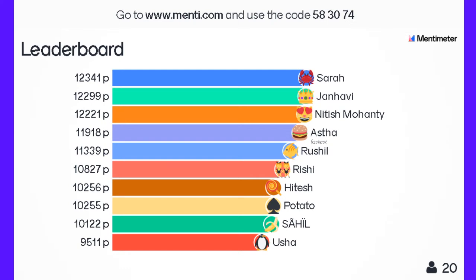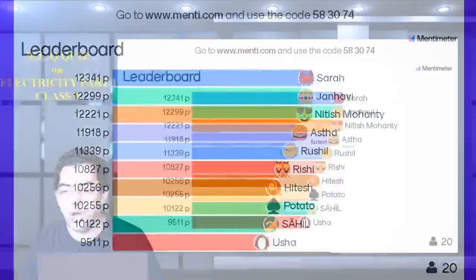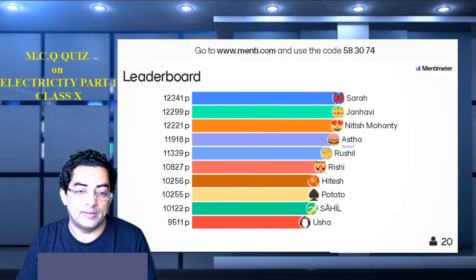Okay, Usha the penguin has again come up. Lagta thandi बढ़ गई है. So Usha has moved up to the top 10. Potato, my favorite, on position number 8. Hitesh on 7, Rishi on 6, Rushil on 5, 4 is Astha, 3 is Nitish, 2 is Janvi, and the top one is Sara, the crab.